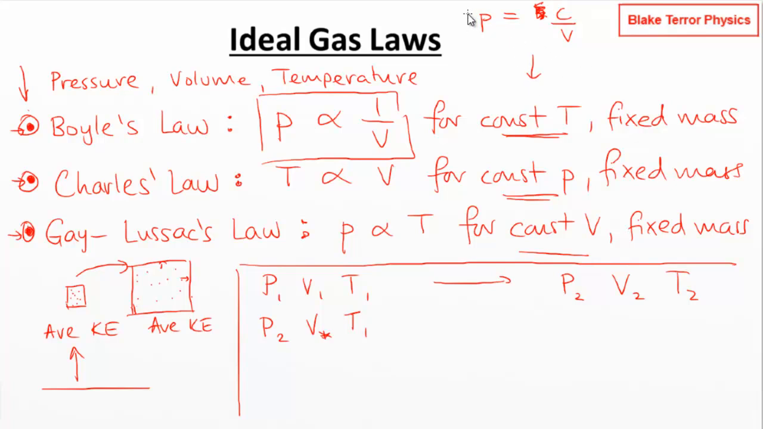So we can say from Boyle's law, another way of writing it is pressure times volume is a constant, providing we stay at a constant temperature. So we can say off of this that P1 times V1 is going to be equal to P2 times this V star, whatever it may be. So we now know that V star is going to be equal to P1 V1 over P2. So great. Now let's go. We've gone down to this state.